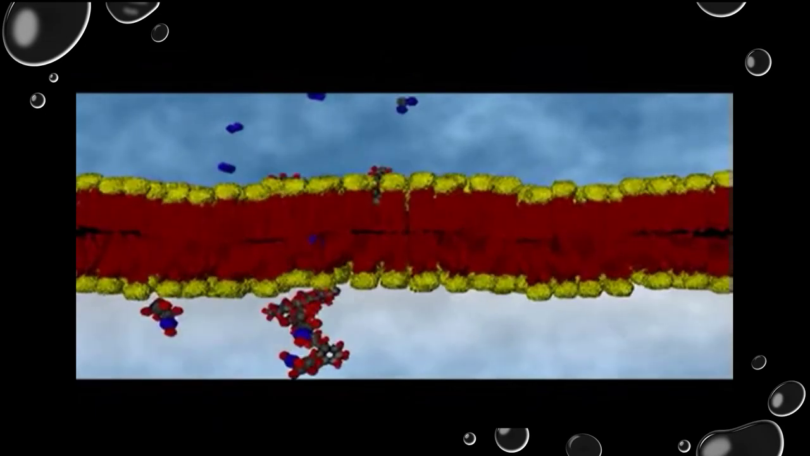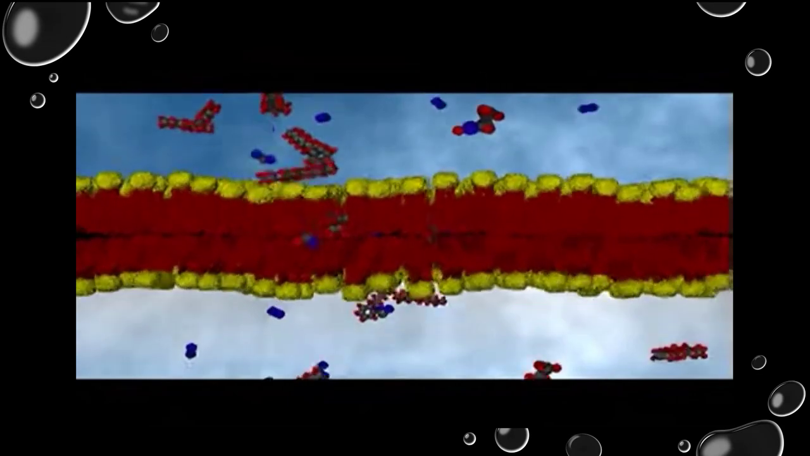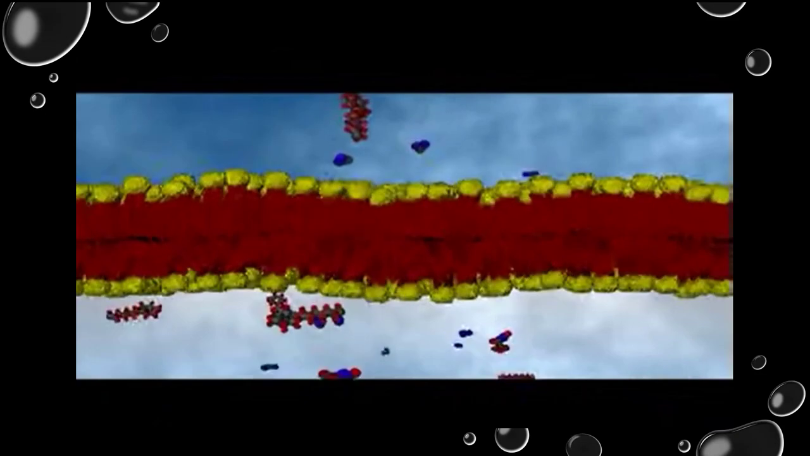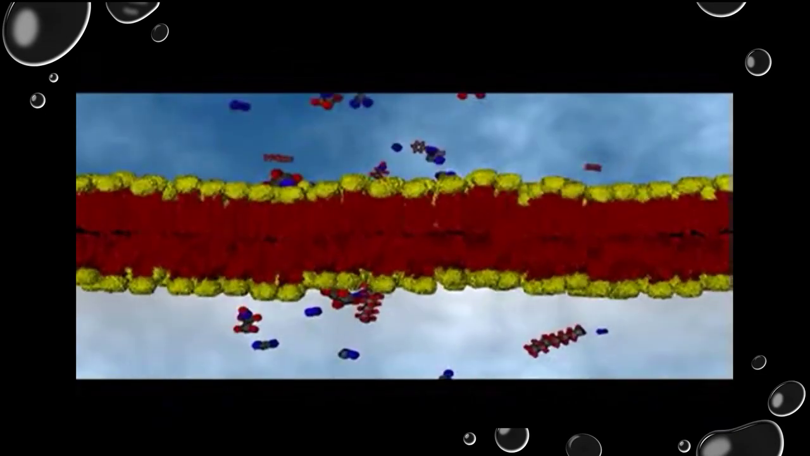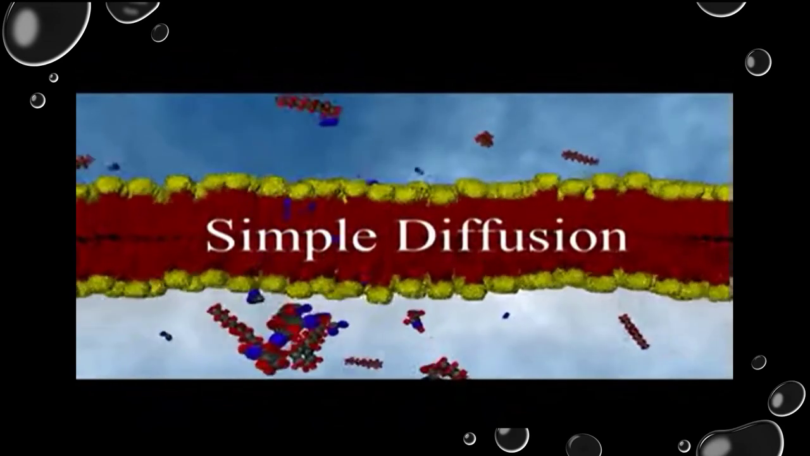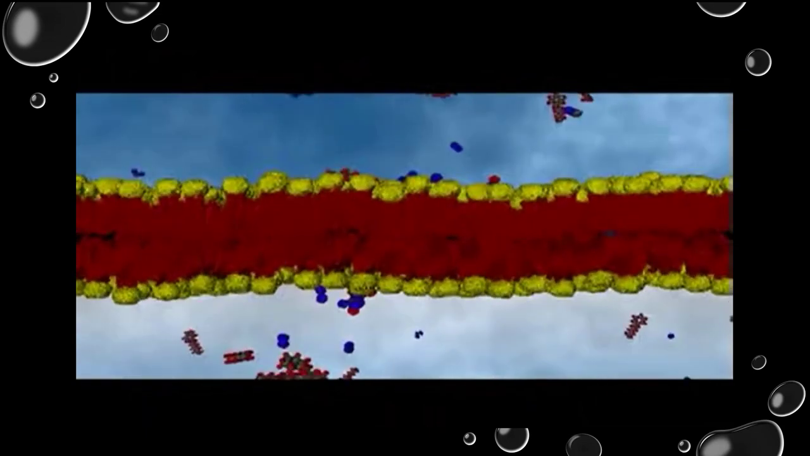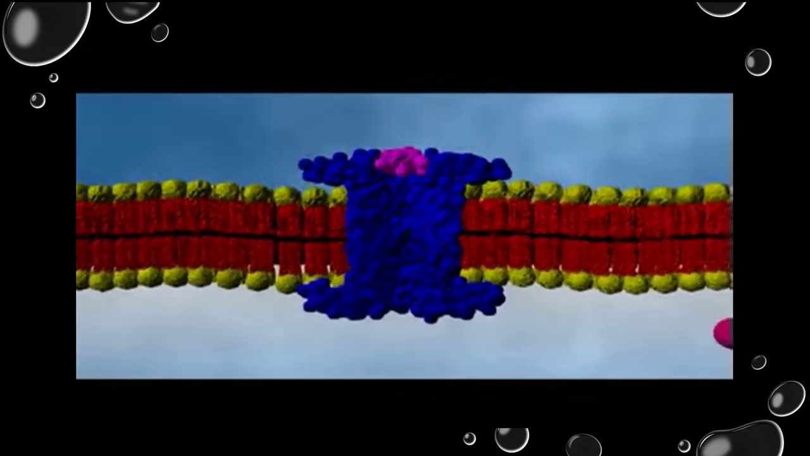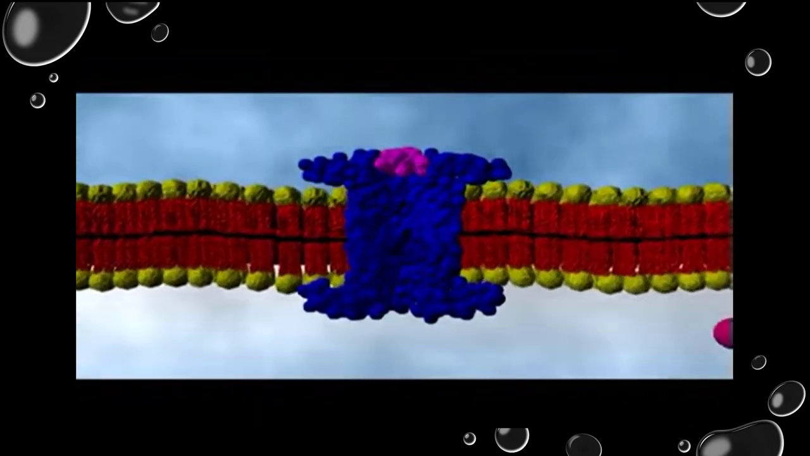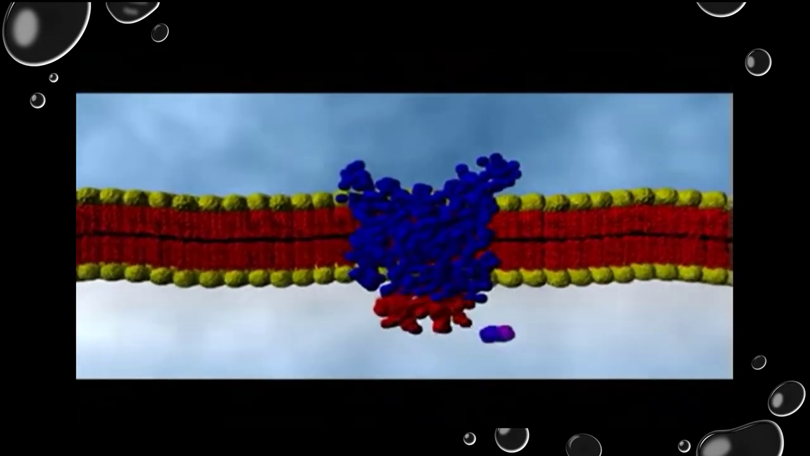Simple diffusion is the process by which gases, such as oxygen and carbon dioxide, dissolve in water, and phospholipid-soluble molecules, such as ethyl alcohol and vitamin A, diffuse across the phospholipid bilayer. This is referred to as simple diffusion because these substances can cross anywhere along the phospholipid bilayer, while most other types of diffusion, such as facilitated diffusion, which we will look at in a moment, requires a substance to cross the membrane through a protein channel or with the help of a carrier protein.